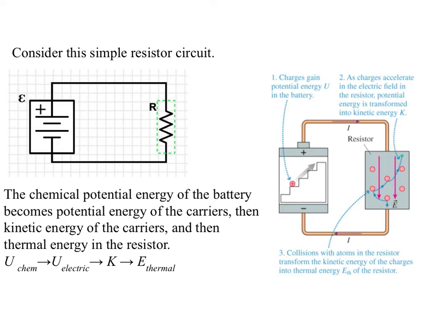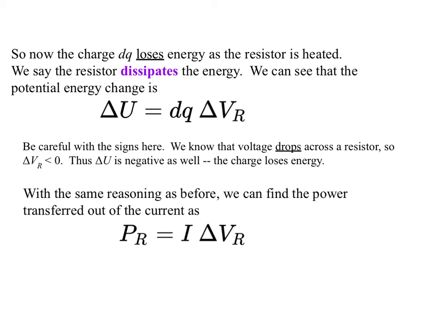All right, consider a simple circuit here. What we get is that the battery raises the potential energy of the charge, which then flows through the wires, hits the resistor, and bounces around in some crazy random manner, which is turning this potential energy into kinetic energy and, as it bounces around randomly, into thermal energy, and then the charge carrier comes back. So now we see that the charge dq loses energy as the resistor gets heated. We say the resistor dissipates the energy. It takes it out of the system.